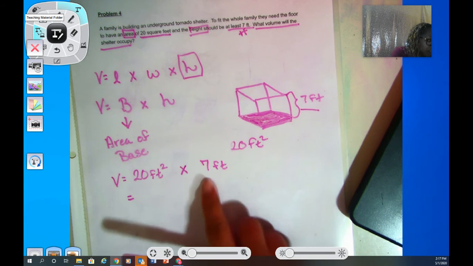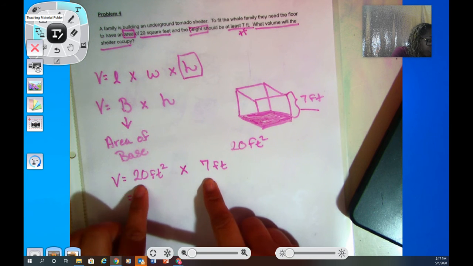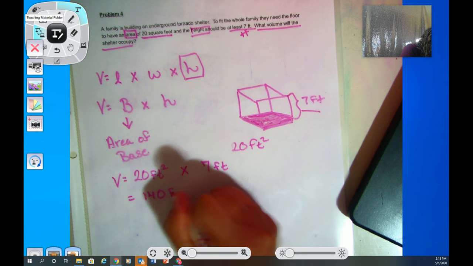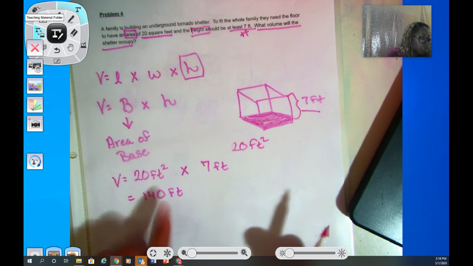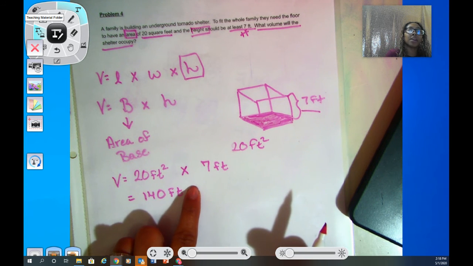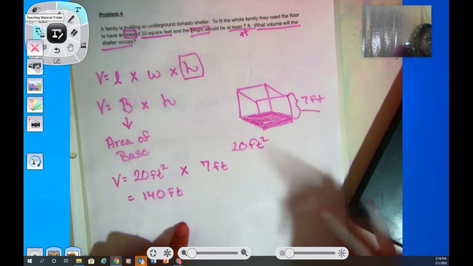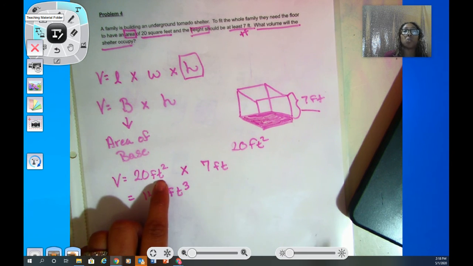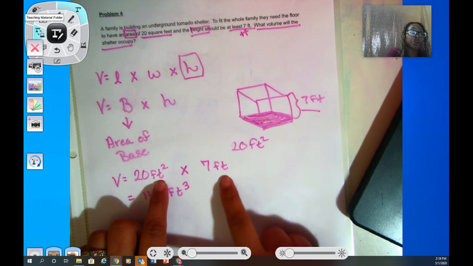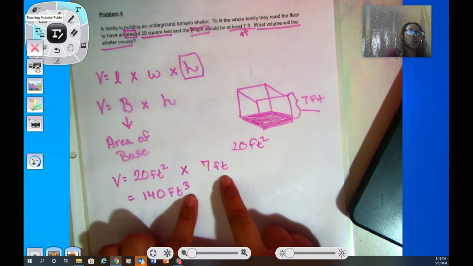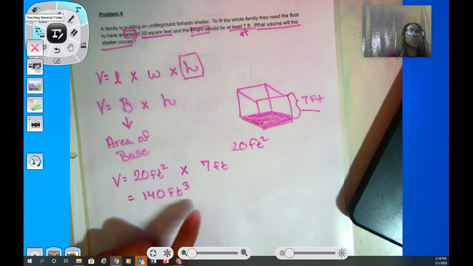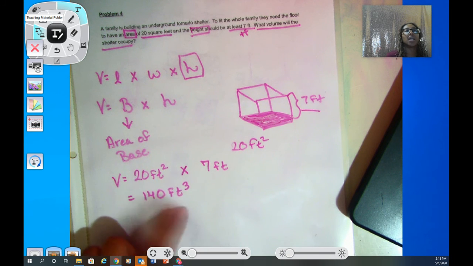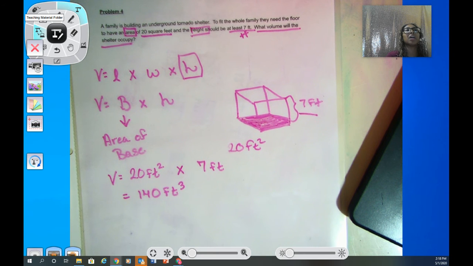So 7 times 2, if we forget that 0 right there for a second, will give us 14. And then we add that 0 back, we'll end up with 140 feet. But now what should the exponent be? Yes, the exponent should be 3. Why? Because we've already multiplied feet twice, and now we're doing it a 3rd time. So our exponent for volume is always going to be 3. And what that means is we've got 140 cubic feet. That's the volume of this shelter.